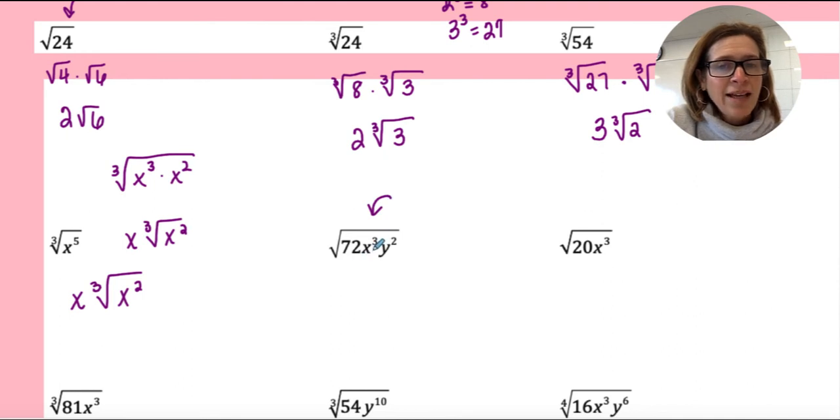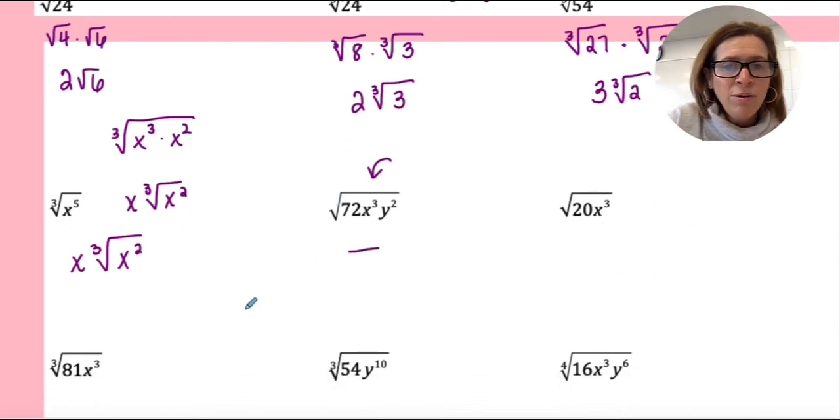72 x cubed y squared. Okay, so 8 times 9 is 72, and I know 8 is a perfect cube. So I'm going to write, oh, it's a square root, sorry. Oops. All right, let's jump ahead. Let's save these for class tomorrow.